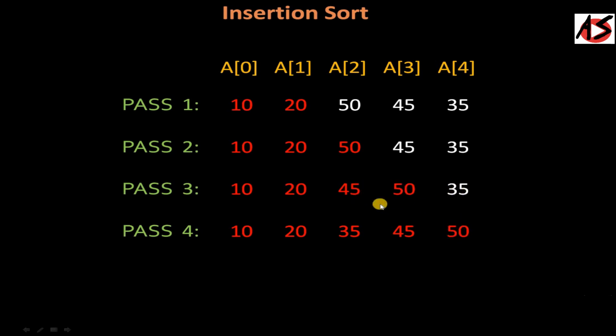Then you have compared 35 with 45. 35 is smaller than 45, so you have shifted 45 to the fourth position. Then you have compared 35 with 20. Since 35 is bigger than 20, you are putting 35 onto the third position. And you can see here the entire list is sorted. So this is all about insertion sort.